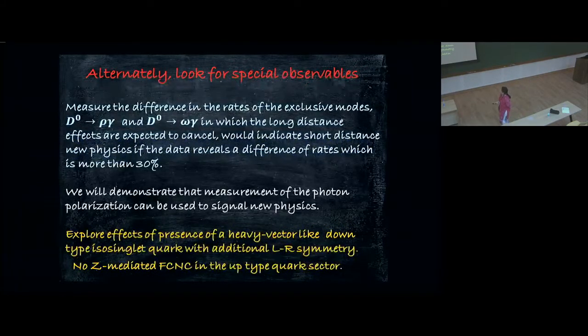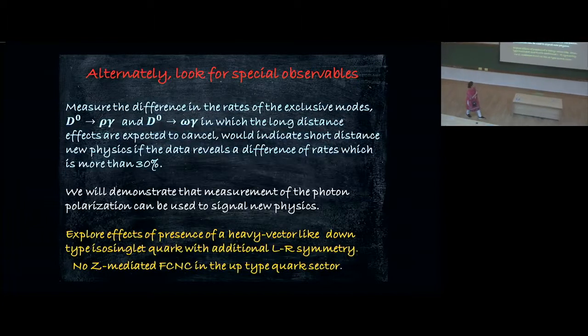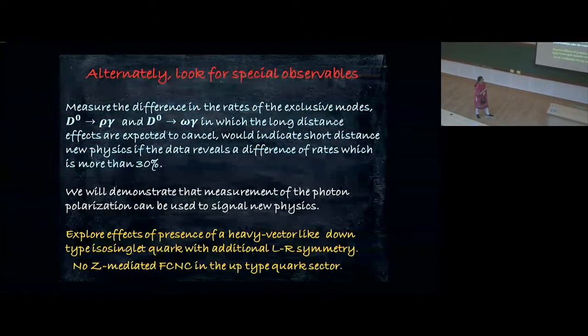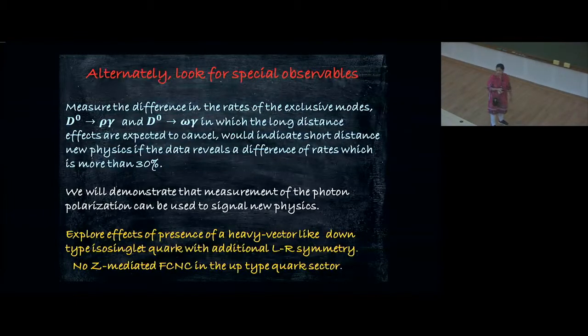Alternately, I could look for special observables, and one of the proposals had been to measure the difference in the rates of the exclusive modes D to rho gamma and D to omega gamma, in which the long distance effects are expected to cancel. This was done by Pfaffer et al. many years ago. They said that that would indicate short distance new physics if the data reveals a difference of rates which is more than 30%.